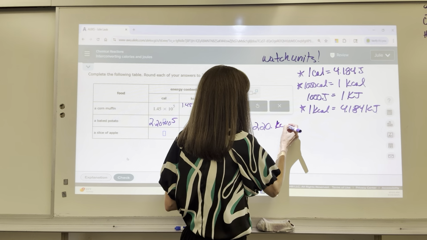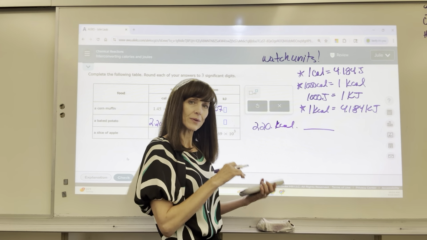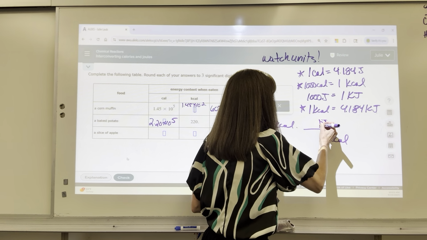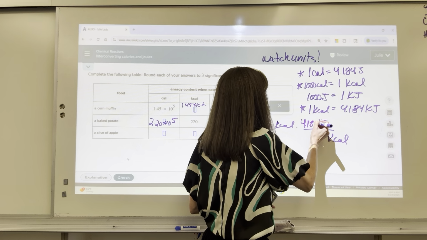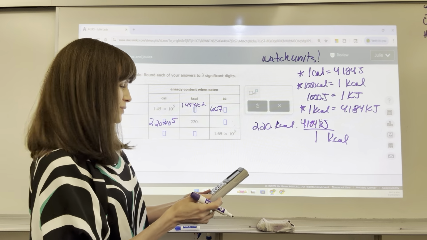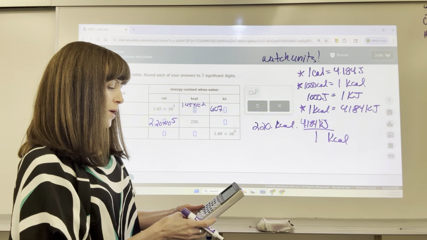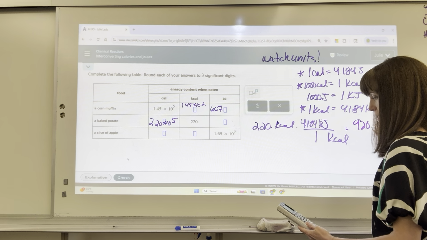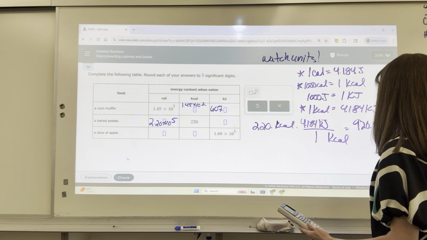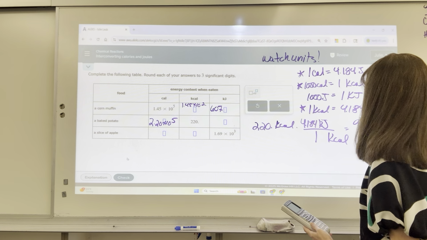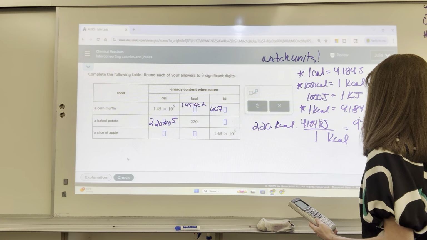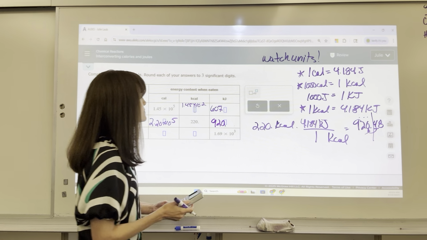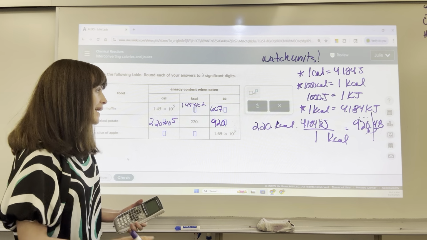So 220 kilocalories. Get rid of kilocalorie, end with kilojoule. I put kilocalorie in the denominator, so that cancels out. Kilojoule in the numerator. 1 kilocalorie is 4.184 kilojoules. Let's go ahead and multiply this. 220 times 4.184, and we get 920.48. Okay, 3 sig figs. 1, 2, 3. I truncate here. The bossy number says stay the same. So that's going to be 920 kilojoules.